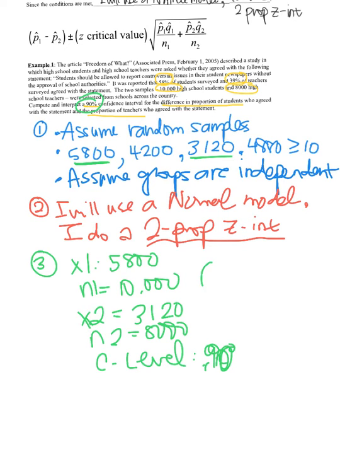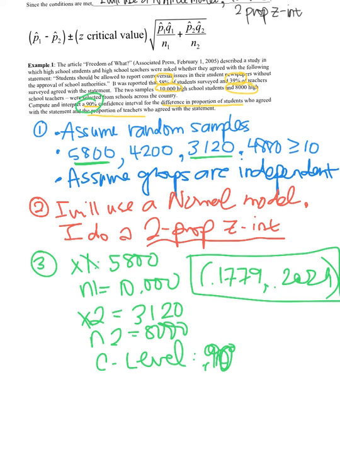And the interval I get is 0.1779 to 0.2021. All right, 0.1779 to 0.2021. So you only have to write down this part. You do not need to write down that part. Okay. So our last step is just to interpret what that means.